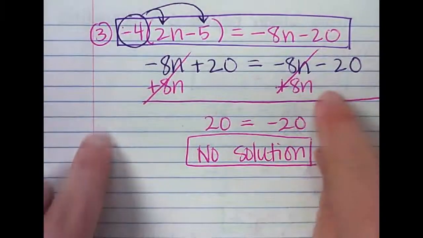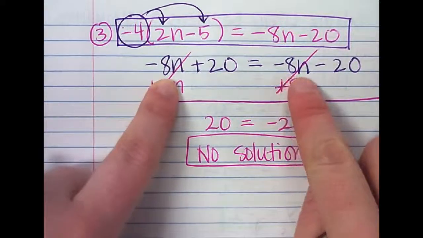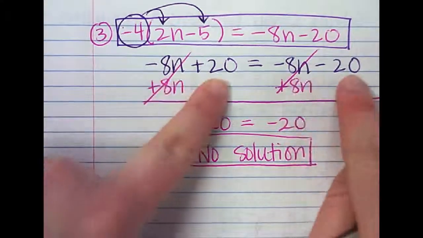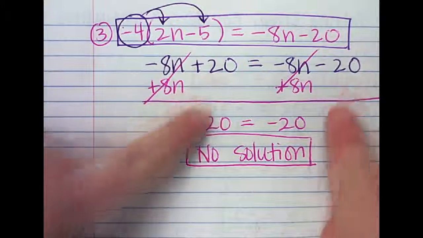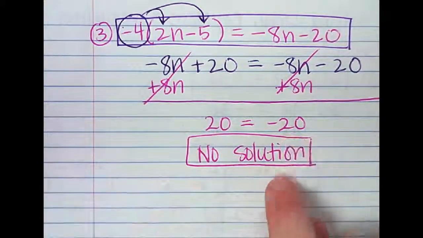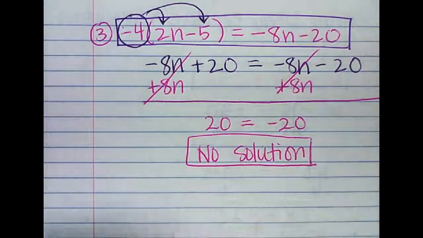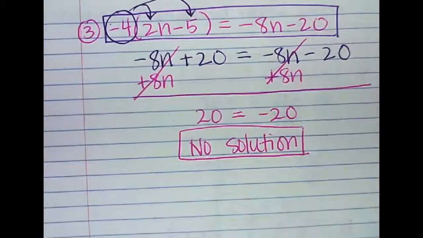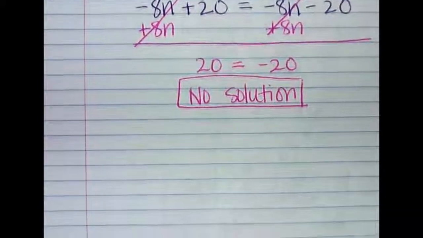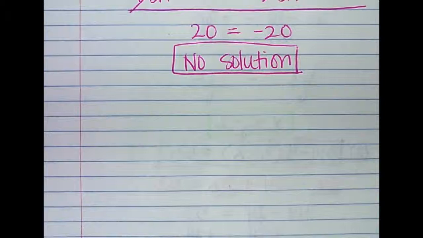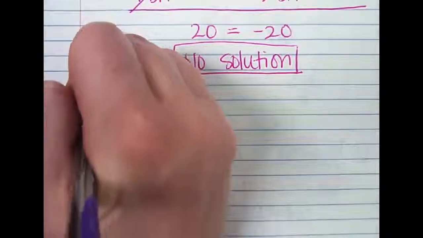And you can see even up to this point here, I have -8n on both sides. That's okay, but then these are different. So since these are different, once everything cancels, I get no solution. Number 4.